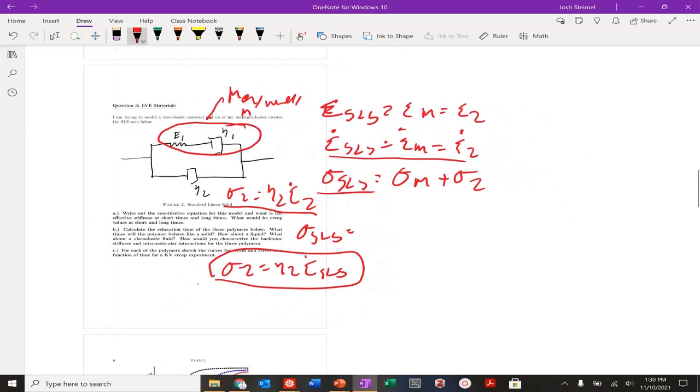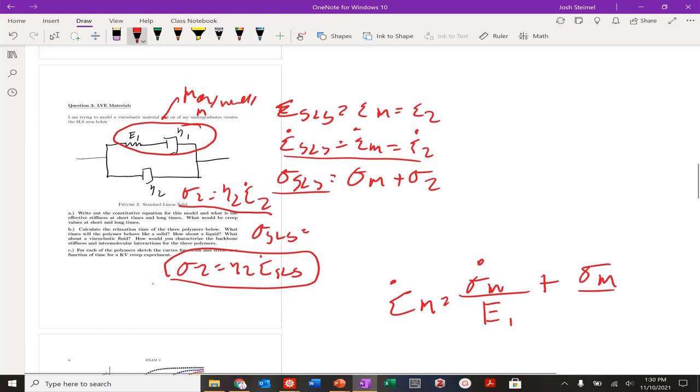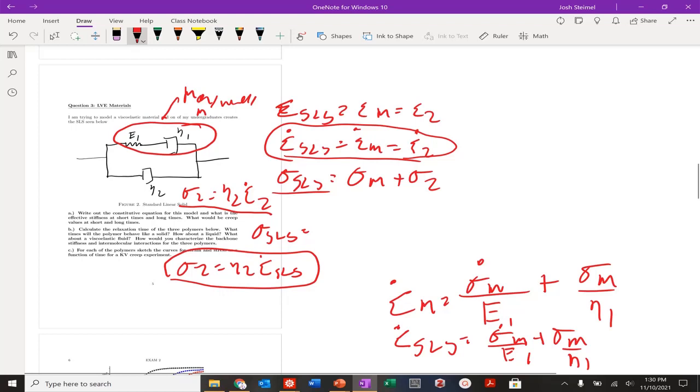So way back, and I'm going to zoom out here just a little bit. I have the following expression for the strain in my Maxwell model: it's equal to the stress in my Maxwell model, dot, over my modulus E1, plus my stress in the Maxwell over my eta 1. Alternatively, I could rewrite this a little more simply. I know the strain rate of my Maxwell from this expression here. I could write it as the strain rate of my standard linear solid, and then the rest remains the same: sigma dot over E1 plus sigma M over eta 1.